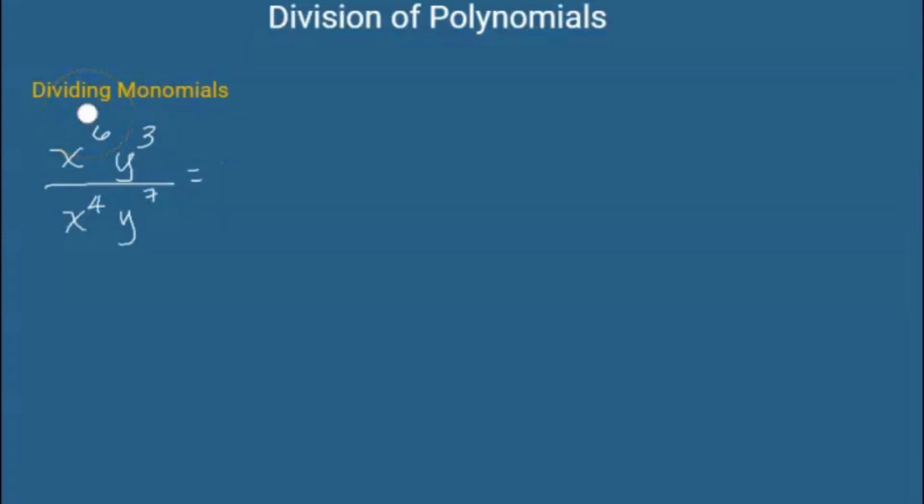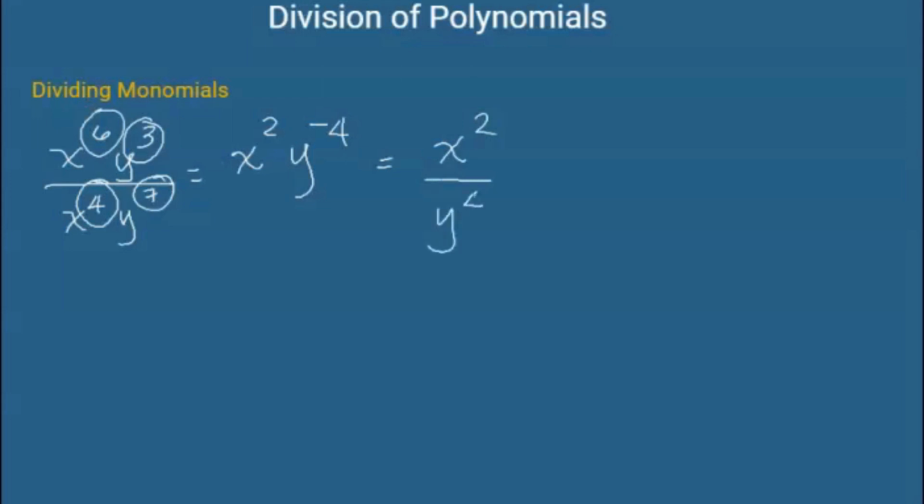To divide this, we need to follow the law of exponent number 2, which is the quotient law. For x, we have 6 minus 4 is 2. And for y, we have 3 minus 7 is negative 4. In simplifying, because we have a negative exponent, we have x squared over y to the 4th. So we get the reciprocal of y raised to negative 4 to make it positive.